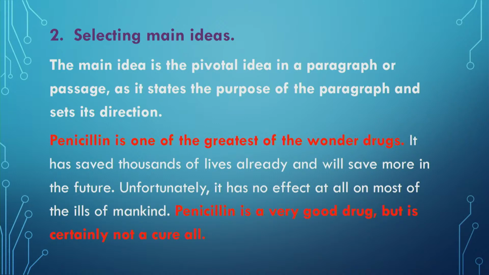The paragraph begins with positive comments on penicillin. As it says, penicillin is one of the greatest of the wonder drugs. So this is a positive comment on the drug penicillin. And yet, but the word but, you will see, continues that penicillin is a very good drug. So it's the same thing. It can be repetition, greatest of the wonder drugs. Can you see? Penicillin is a very good drug. These two, this sentence and the first part of the last sentence, penicillin is a very good drug, we can see this as repetition because they mean the same.